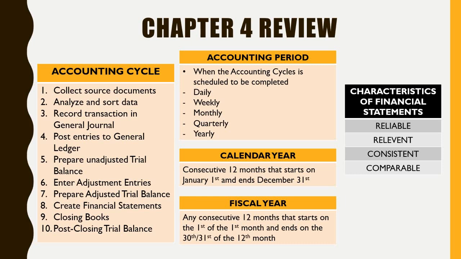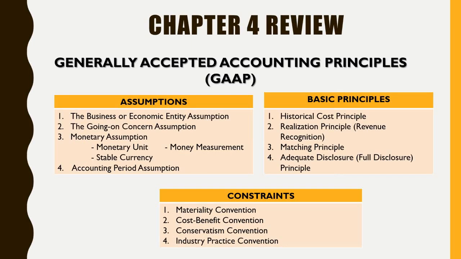Other things here, just a little FYI. I want you to know what an accounting period is. So again, it's when you schedule the accounting cycle to be completed. And here are the examples. It could be any of these; you could complete it within those different ways. And then make sure that you understand the difference between calendar and fiscal year. You need to know the 4 characteristics of a financial statement. And then, of course, here we're going to talk about the generally accepted accounting principles.